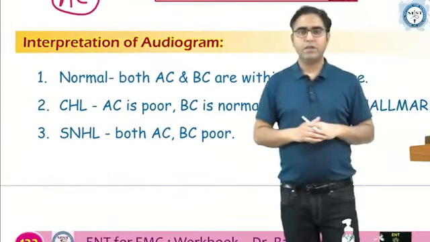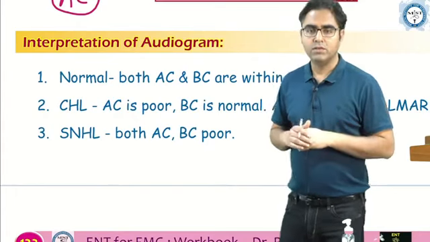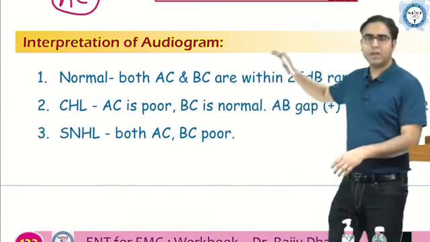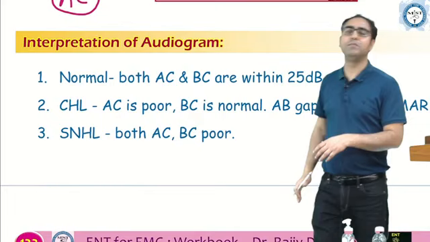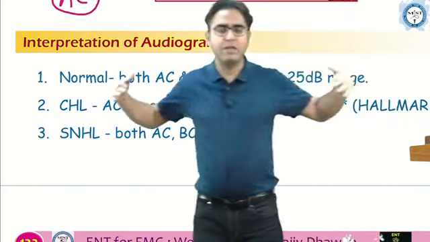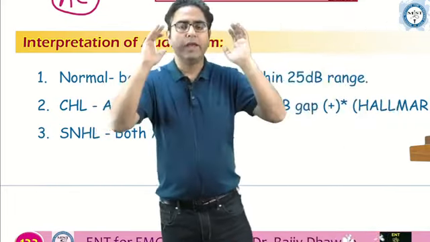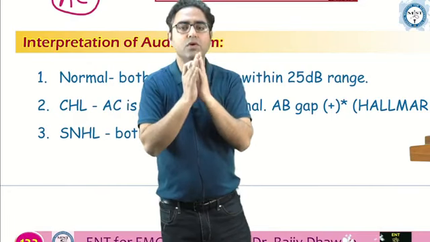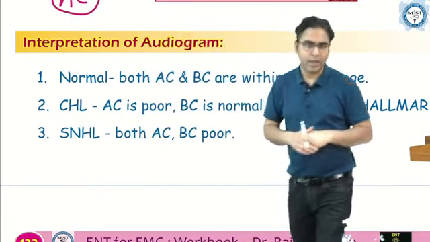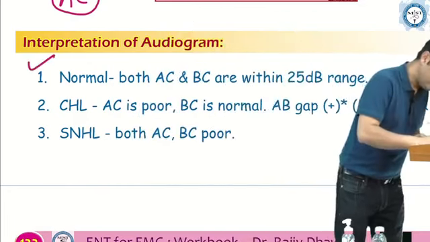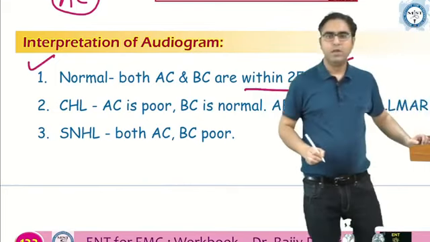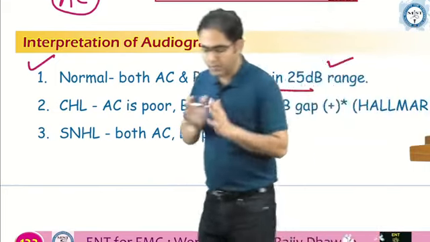Everybody, please see. Normal people. Very simple. Both AC and BC are within 25 decibel range. I told you, up to 25 decibel, both your lines should come, AC and BC line, and then you have got normal hearing, beta. Okay. So, normal is both AC and BC up to 25 decibel, beta.